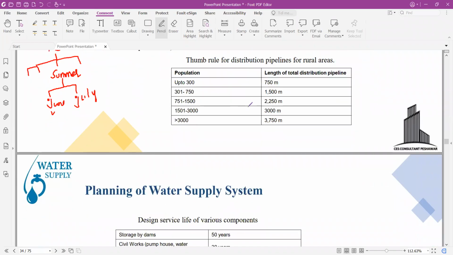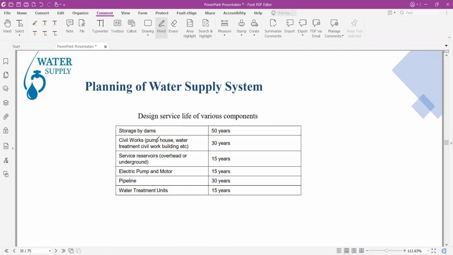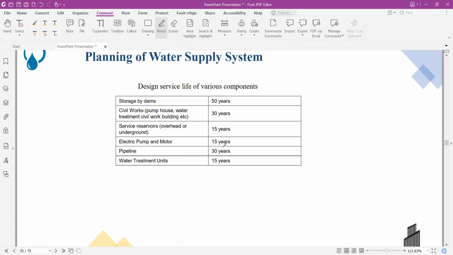These are just some rules according to the Indian standard, but we can easily calculate the length of the total distribution pipeline using software. Similarly, you also have to decide the service life for a storage dam, a pump house, and service reservoirs. These are different numbers for different components of a water supply system that should be considered in order to design water supply systems.